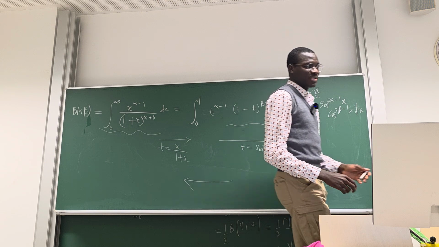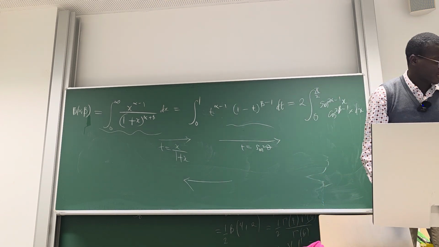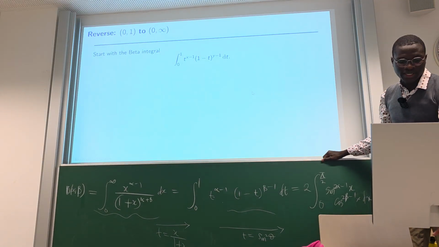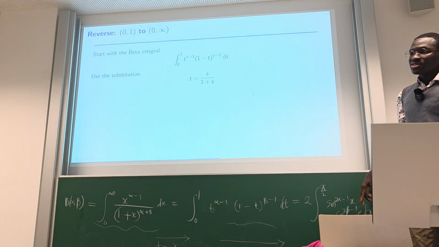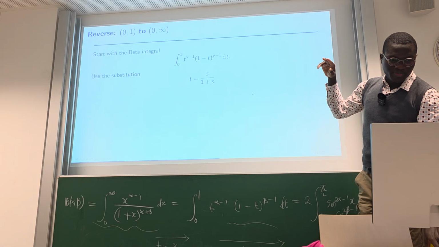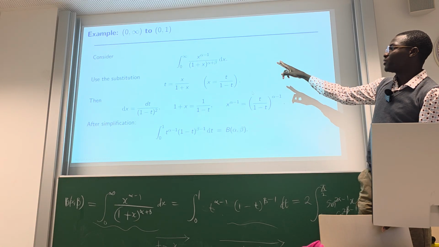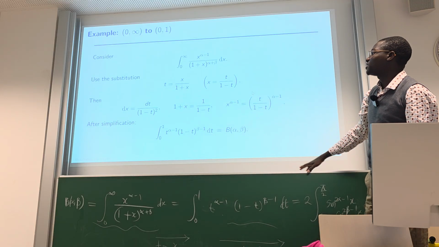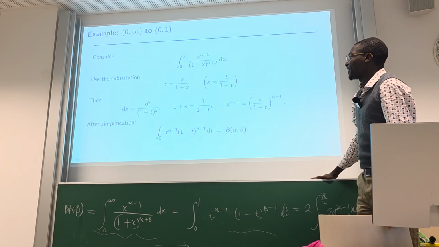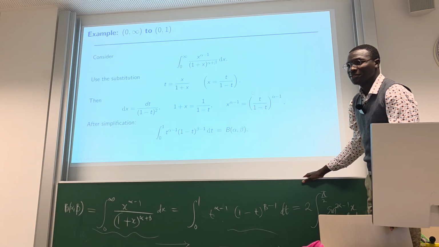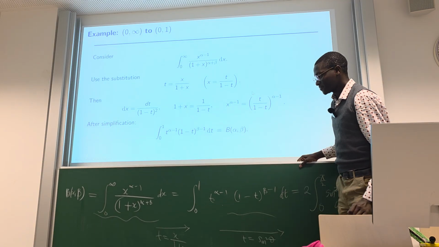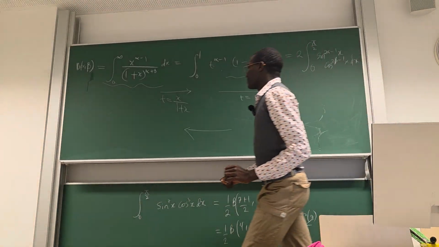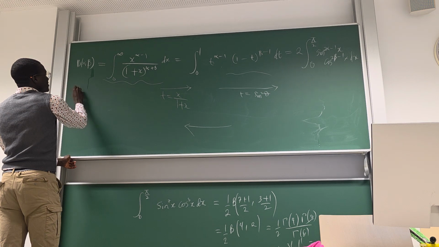So there's nothing really complicated about it. So start with the beta integral. So now this is from 0, 1 to 0, infinity. The previous one is from 0, infinity to 0, 1. So if you make this substitution and you do this calculation, this is what you would have, right? Should we do it? Maybe. Yeah, so let's do it.